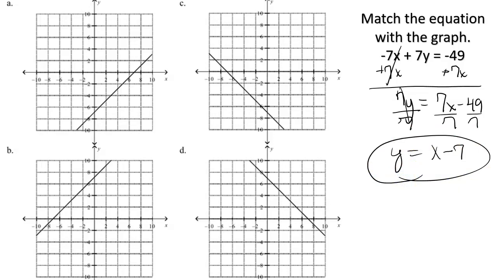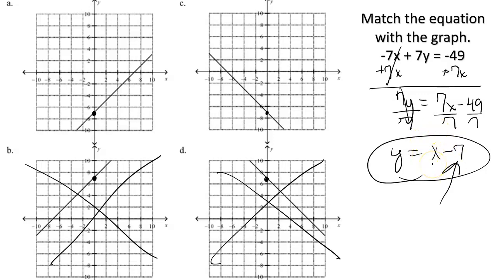Now I just need to find the graph that matches. My recommendation is to always start with your y-intercept and then mark off any graphs that you can. So my y-intercept is negative 7. I'm going to look at each of these graphs. This one has a y-intercept at negative 7. This one has one at negative 7. This one's at positive 7, so we can get rid of b. And this one's at positive 7, so we can get rid of d. The next thing I would look at for process of elimination would be not my actual slope, but whether it's positive or negative.